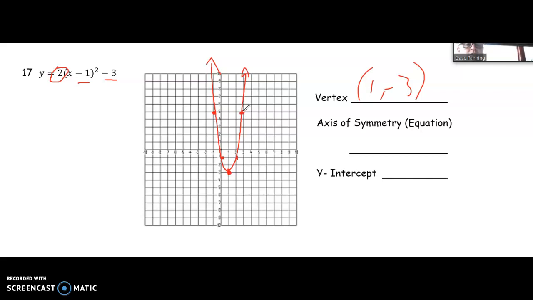And the axis of symmetry is going to be at x equals 1, because it's where x is equal to 1. It's a vertical line there. And the y-intercept is the point 0, negative 1.